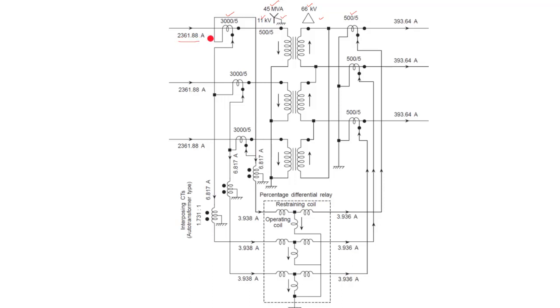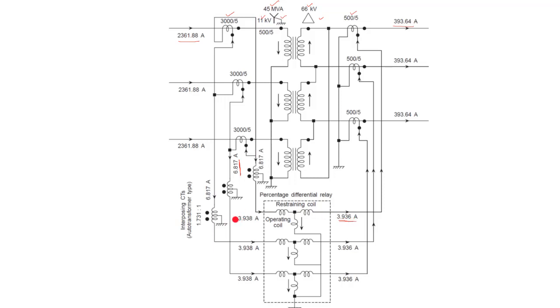Now if we see under normal load condition, on the primary side the line current will be 2361.88 ampere, and your secondary current is 393.64 ampere. In the secondary side of the CT, the current will be 6.817 ampere in the pilot wire, right. And in the secondary side of the CT in the delta side, it will be 3.936, which in fact flows in the pilot wire in the delta side, right.